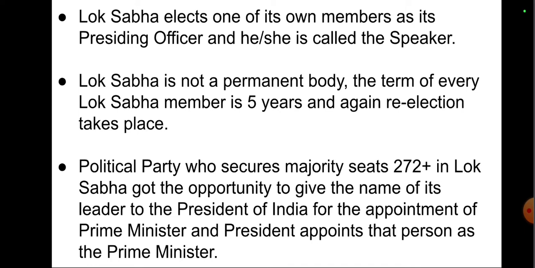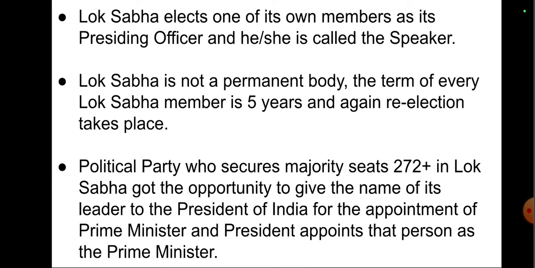Some more facts about Lok Sabha. Lok Sabha elects one of its own members as its presiding officer, who is called the Speaker. An election takes place, and the members elect their Speaker. There is a convention, not written in the constitution, that the Speaker is always from the majority party, the party which is in power in the Lok Sabha, or from which the prime minister has formed the government. The Deputy Speaker is always from the opposition party. It is just a convention. It is not written in the constitution.